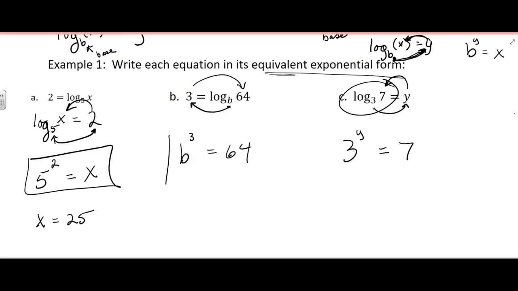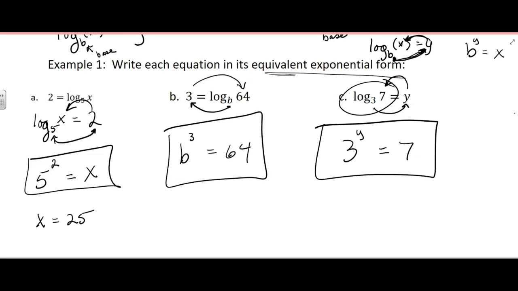I hope that helps. And that's how you switch from logarithmic form to exponential form. And then we're going to have to switch the other way too.